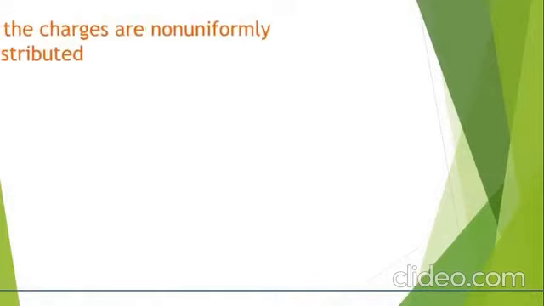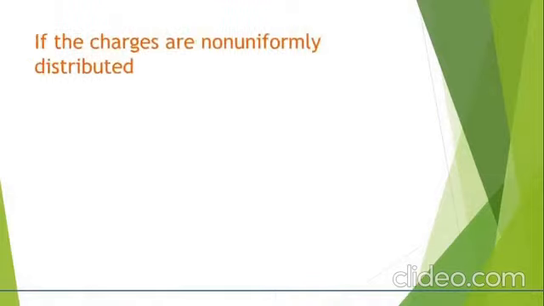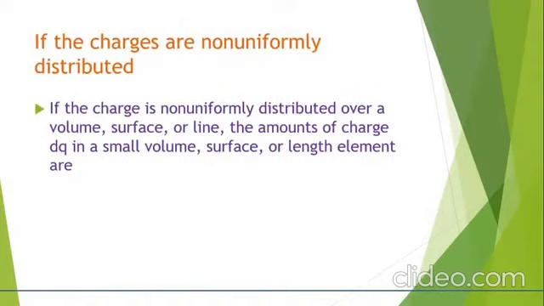Now we'll discuss non-uniform distribution of the charges. If the charges are distributed non-uniformly over a volume, surface or line, then the amount of charge dq in a small volume, surface or length element is dq equals rho dV, dq equals sigma dA, and dq equals lambda dL.